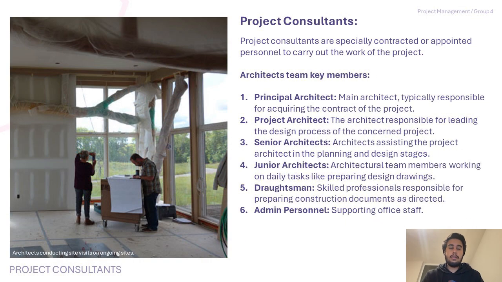Talking about the key members of the architects team, to begin with, obviously the principal architect of the firm. This person is usually the main architect, the founder or the CEO of the firm, and usually the one responsible for winning the contract for the office. He is going to be the main link between the owner and the architects team, and he is going to be the one coordinating with them.